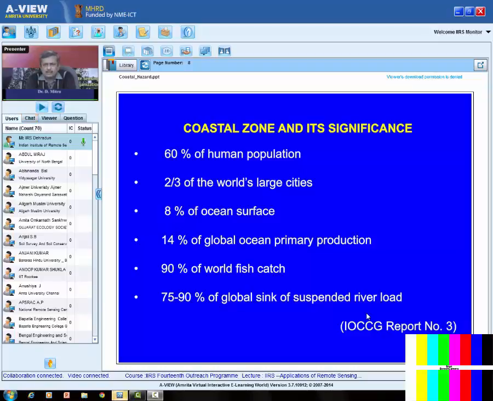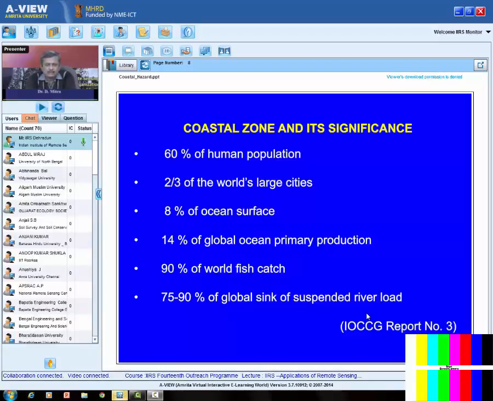Around 8% of the ocean surface comes under the coastal zone, because part of the land and part of the ocean is in the coastal area. 14% of the global ocean productivity happens here, and 90% of the world fish catch. This is very important because coastal water is very productive, and that is why the chances of getting fish are more in the coastal water. 90% of the fish catch comes from within this coastal water.